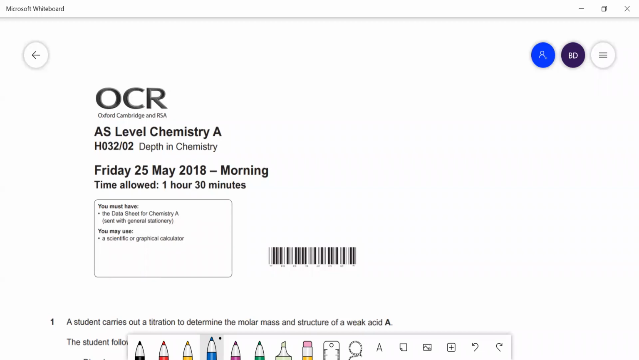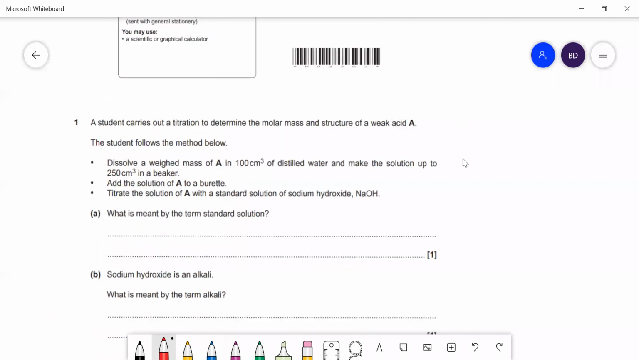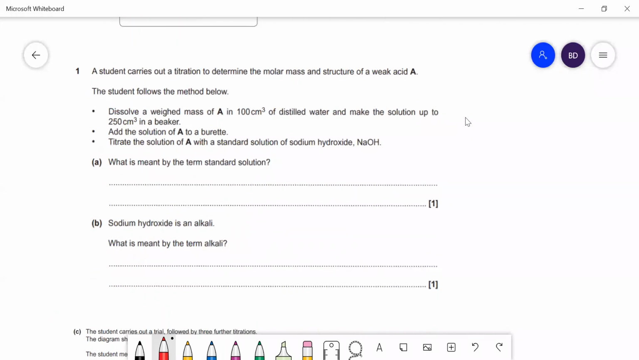In this video, I'm going to go through OCR AS-level Chemistry, paper 2, and this is the 2018 paper. I'm going to do the first half of the paper in this video and the second half in a later one. Okay, a student carries out a titration to determine the molar mass and structure of a weak acid A.